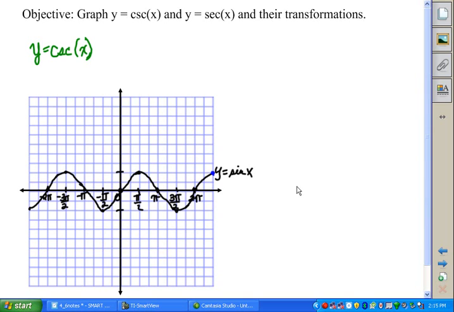Do you recall that cosecant x is really the reciprocal of sine x? So it is 1 over sine x. So if we know how sine x behaves, we can find out how cosecant behaves graphically. Recall that a fraction is undefined when the denominator is 0. So everywhere that sine x is 0, we are going to have a vertical asymptote of the graph.